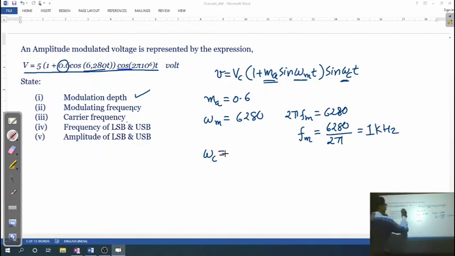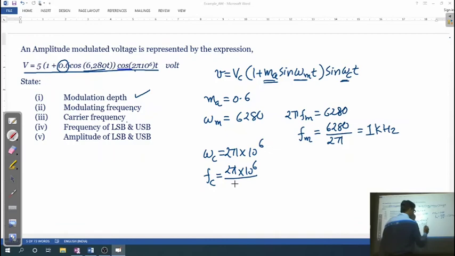Omega c, and correspondingly here we have 2 pi into 10 raised to 6. Therefore you can calculate the carrier frequency is equal to 2 pi 10 raised to 6 divided by 2 pi. So 10 raised to 6 hertz. 10 raised to 6 hertz means here you can say it is 1000 kilohertz.